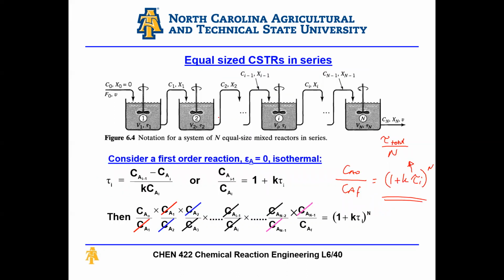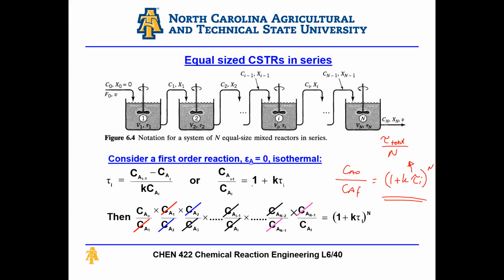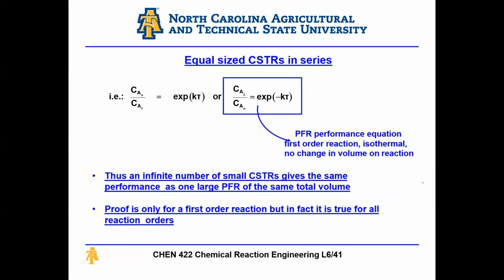The typical type of problem will give you n CSTRs and ask you to compare it to a single PFR. In order to do this for a first order reaction, we'll be dealing with first order reactions for this type of problem. You're basically comparing this equation right here, which is CA naught over CAF is equal to 1 plus K tau I to the n, to this equation right here, which is CAF over CA naught is equal to exponential of minus K tau, right?